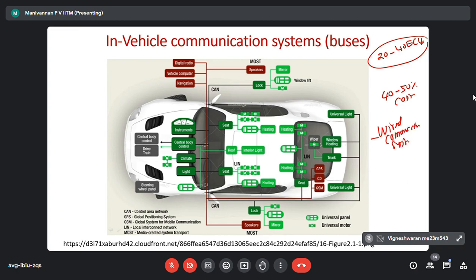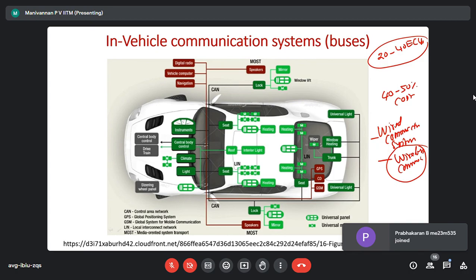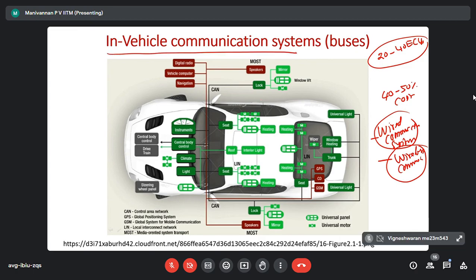Wired communication system. The other one is called wireless communication system. For an autonomous vehicle, you need wireless. Very, very important, wireless communication is used. The wired communication is shown here. It is also called the in-vehicle communication system. Another name for wired communication systems is in-vehicle communication system.